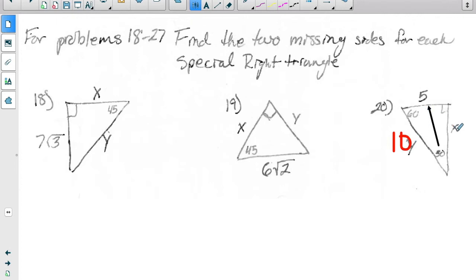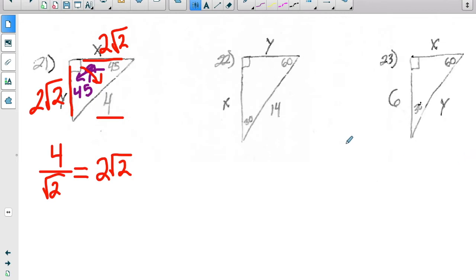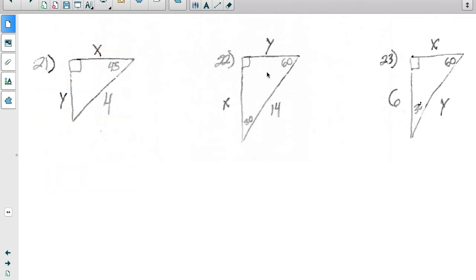Now I do need to find the side opposite 60, which would be our x. Well, we'll take the shortest side length, 5, and multiply it by the square root of 3. And 5 times the square root of 3 is, well, 5 square root of 3. And that's all we have to do for this here, and we're done. So again, all of these here are based off of the 30, 60, 90 and what we're given.